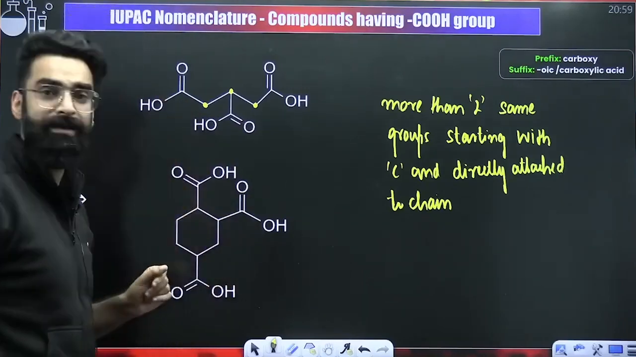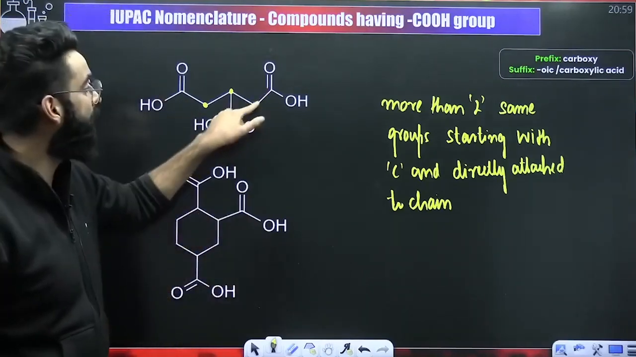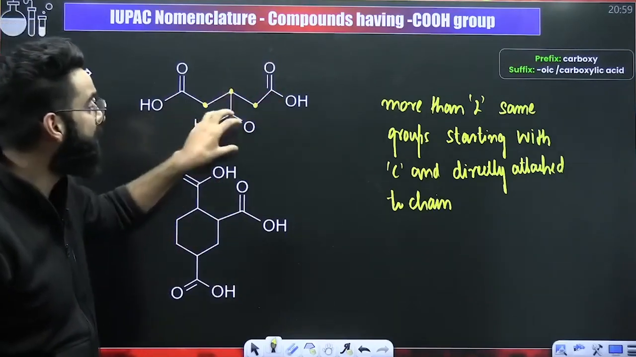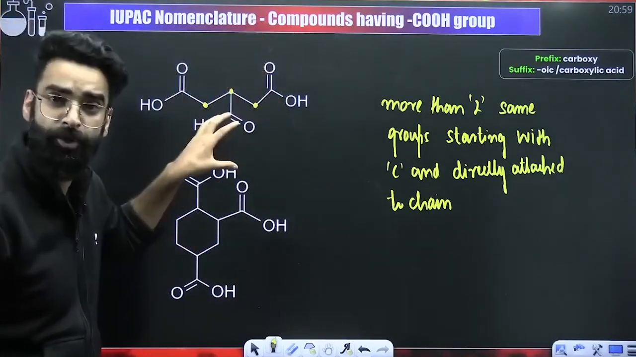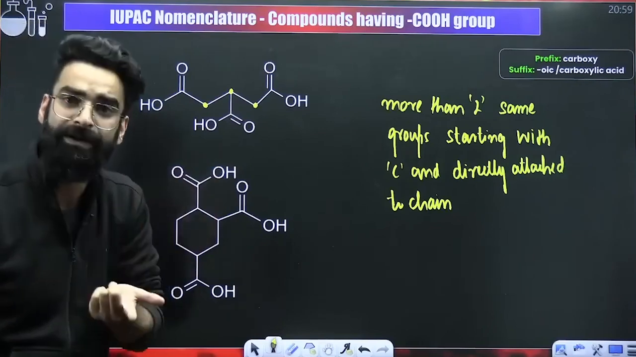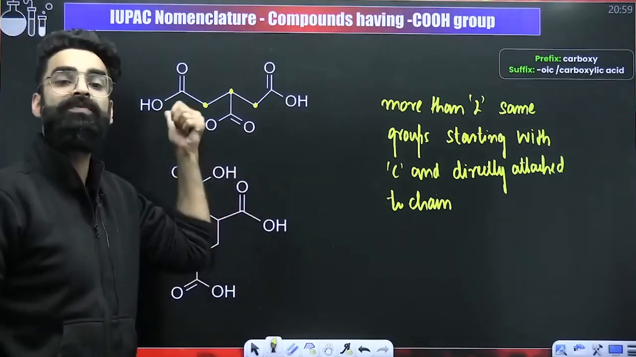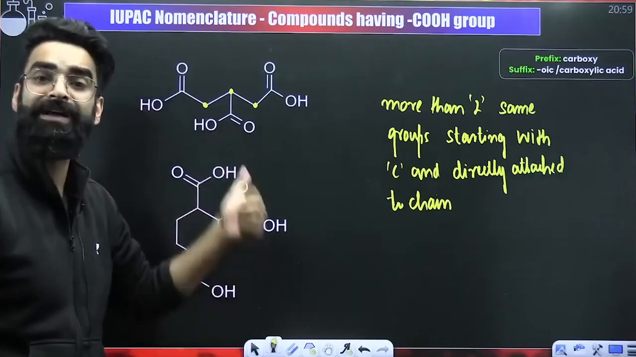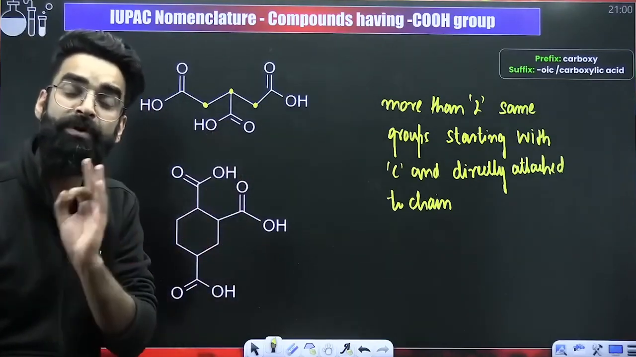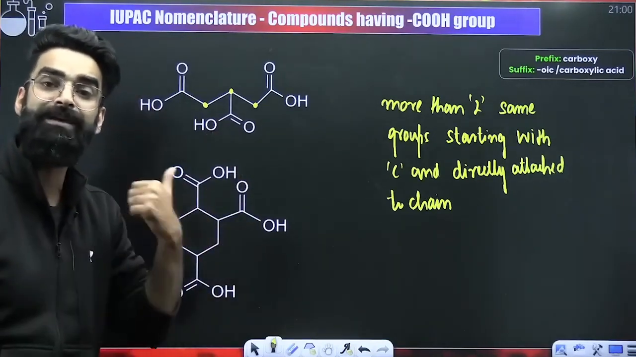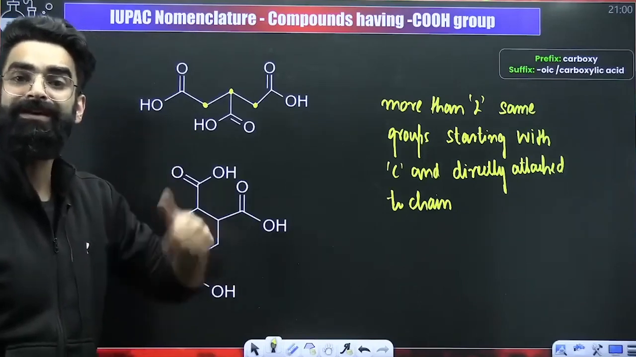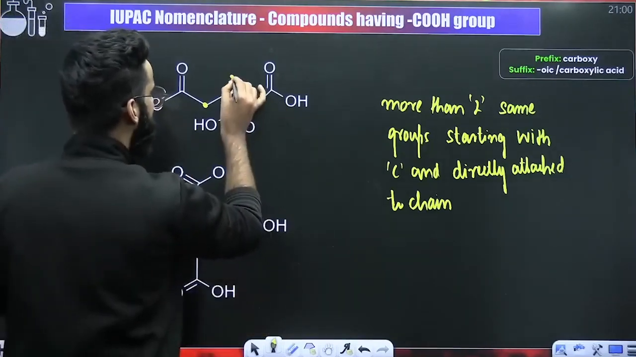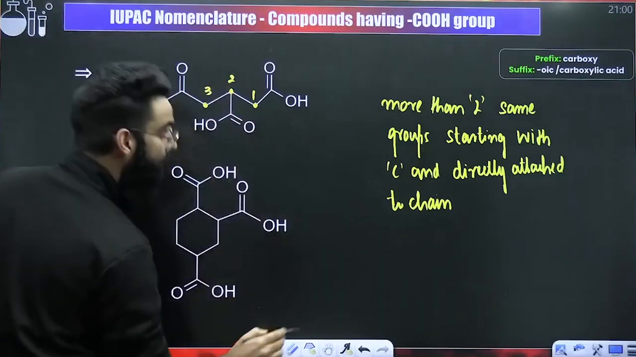So what I'm trying to say, do not do the numbering here as 1, 2, 3, 4, 5. Do not do that, because there are 3 carboxylic acids, 3 functional groups which are starting with carbon, and all those carbons are directly attached to the chain. None of the carbon of the carboxylic acid is to be considered in the parent chain. So let me call this as 1, this as 2, this as 3.